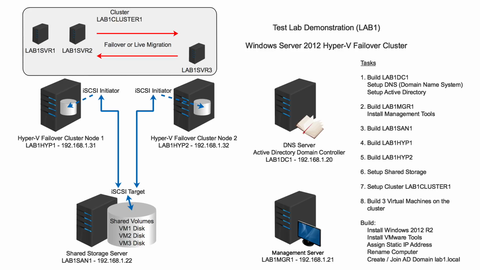This diagram you can see shows the components of the test lab. Lab1 DC1 will be the DNS server and will service a DNS domain called lab1.local. This will be used by all of the servers to resolve server names to IP addresses and to enable servers to find the Active Directory domain of the same name, lab1.local. Lab1 DC1 will also be an Active Directory domain controller and will service this Active Directory domain called lab1.local. All of the servers will be members of this Active Directory domain and will use it for authentication and authorization.